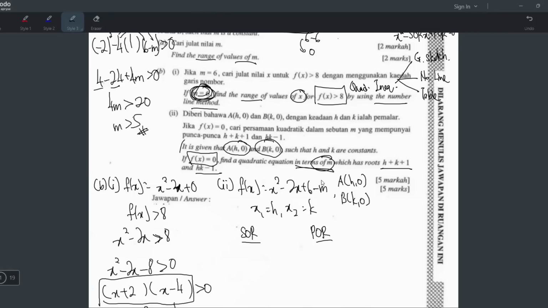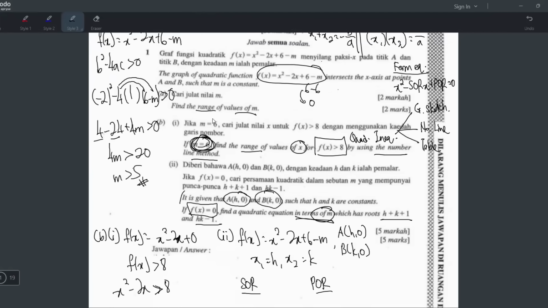Make sense, right? Also look at how they put the question. The m equals 6, they only put it at b1. They never put it up here. So when you do b2, the only information you can use is from this right here. All this, you cannot use when you're doing b2. Only the f(x) above can be used. Alright, hope you understand. Now I'm going to continue.